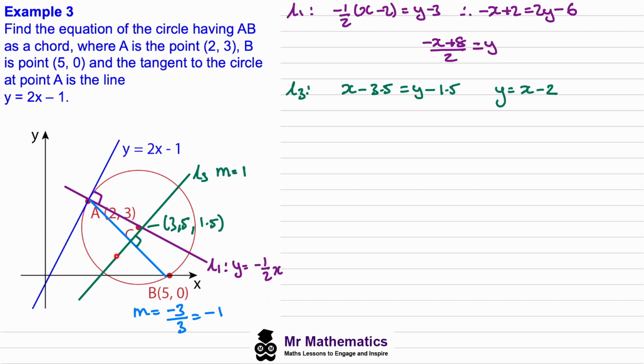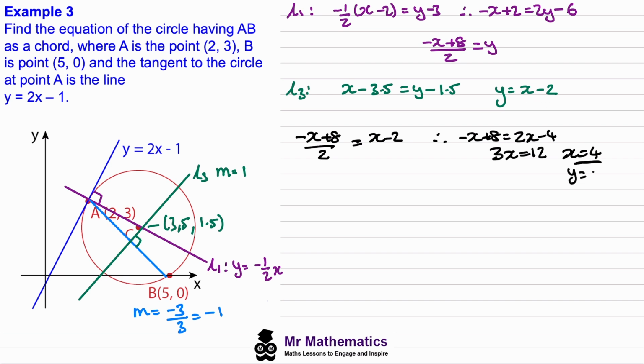Now we can see that line L3 and line L1 intersect at the center of our circle. So we can work out this coordinate by solving L1 and L3. So (negative x plus 8) over 2, which is L1, will equal x minus 2. We can move this division of 2 to the right-hand side. The negative x plus 8 will equal 2x minus 4. So 3x must equal 12, which gives us x will equal 4. So the center of our circle will have an x coordinate of 4. We can substitute this into our equation for L3, and our y value will be 2.